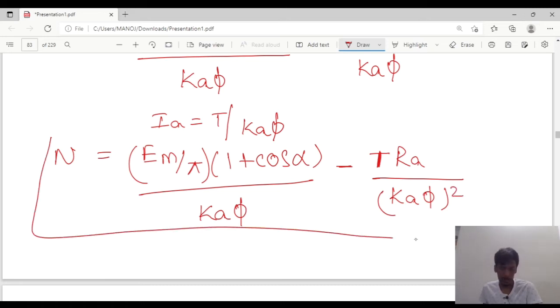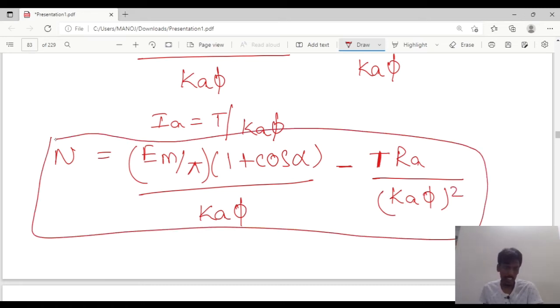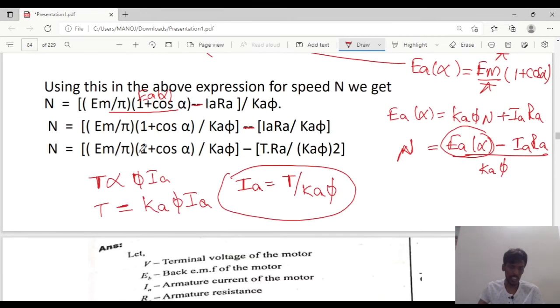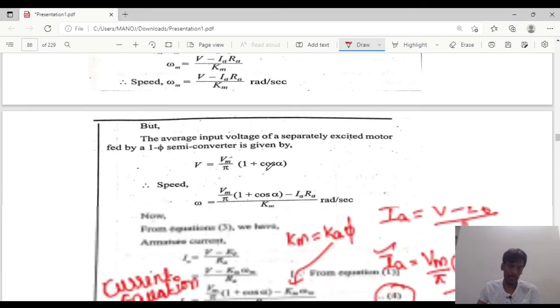So this is the speed equation for the separately excited motor with semi converter. This I have represented here. Speed equals Em by pi (1 plus cos alpha) by Ka pi as one term, and in terms of Ia, T into RA by Ka pi into Ka pi, which is Ka pi whole square. So we have calculated the speed equation.